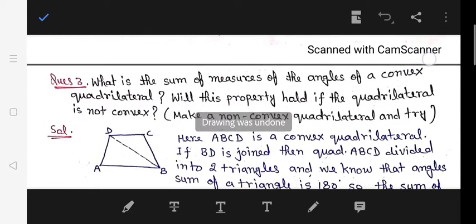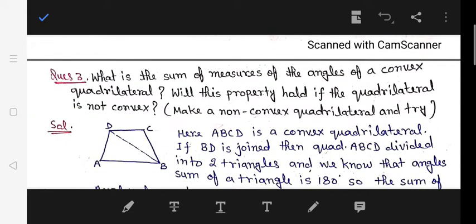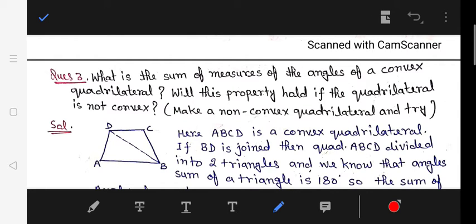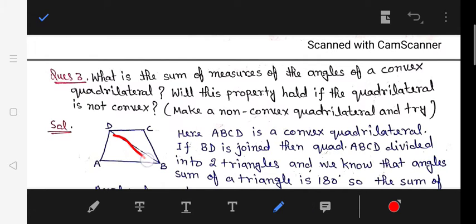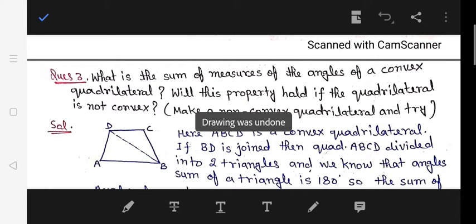Now here I have written question number 3. What is the sum of the measures of the angles of a convex quadrilateral? Will this property hold if the quadrilateral is not convex? Make a non-convex quadrilateral and try it. So first I am going to explain for the convex quadrilateral. Here I have drawn a convex quadrilateral ABCD, and here I am going to join one of the diagonals of ABCD. I have joined BD.